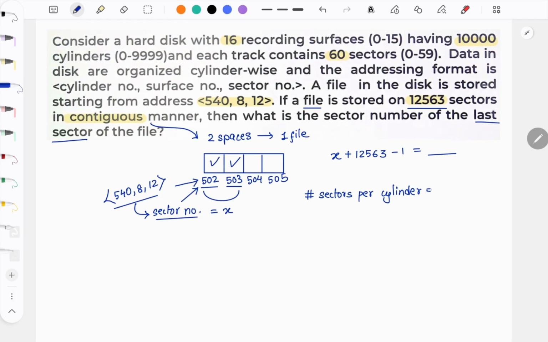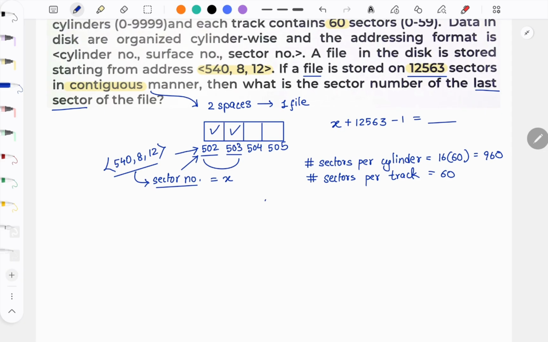This will be 16 into 60, this is 960, and also the number of sectors per track will be 60. Now for the sector number, we'll multiply 540 with this 960, and then 8 multiplied with 60, and for 12 we'll do nothing because this is the sector number in raw format.